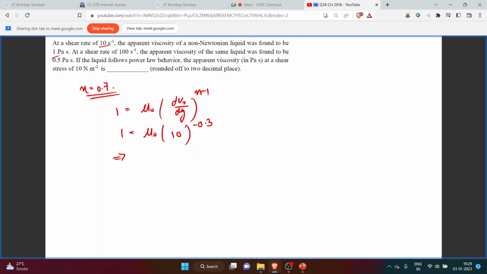So from here we will get the value of mu naught as 1 upon 10 raised to minus 0.3. This will come around 2. The value of mu naught is 2.